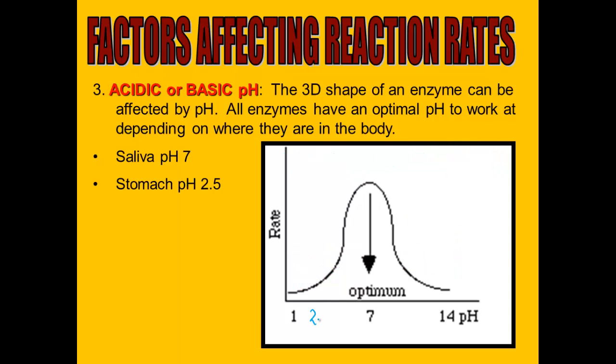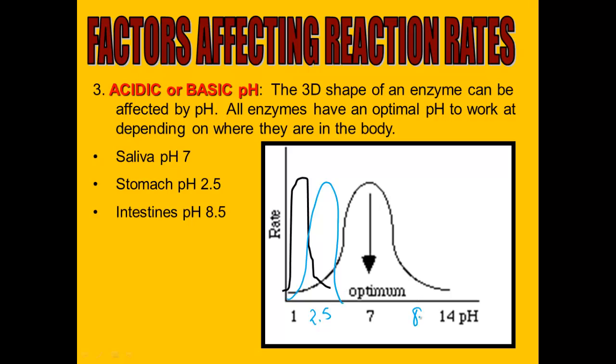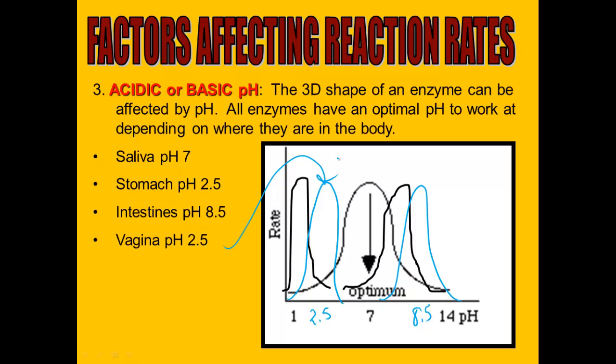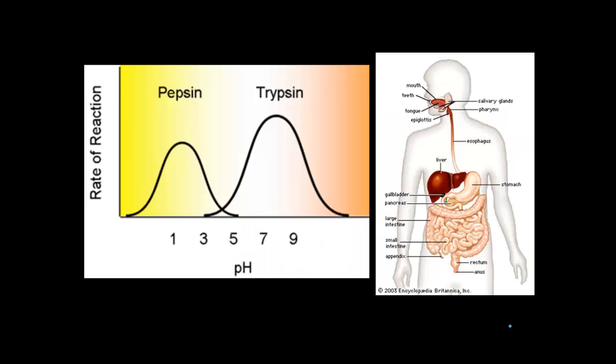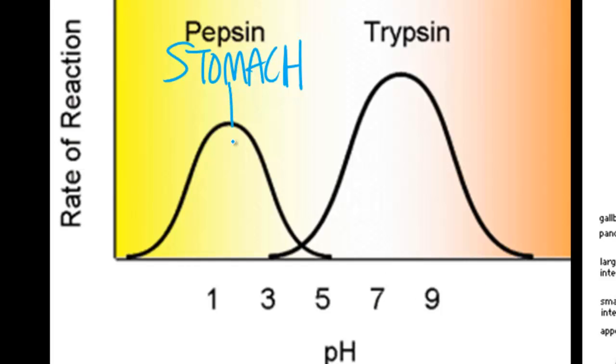Different enzymes like to work at different pHs. They have different optimums. The stomach has an optimum of around 2.5. The intestines have an optimum of around 8.5. And so depending on where you are in the body, that will determine how well you work at a certain pH. The vagina also has an optimum pH of 2.5. So if you take a look at pepsin and trypsin, both of these are enzymes that digest proteins. Pepsin works in the stomach, so it has an optimum around 2.5.